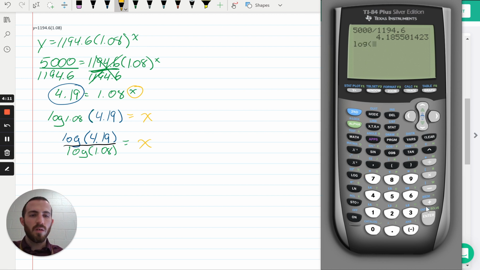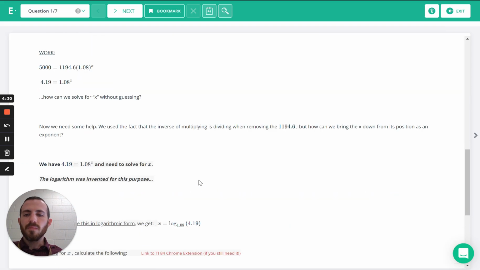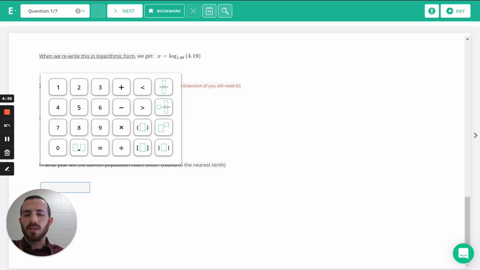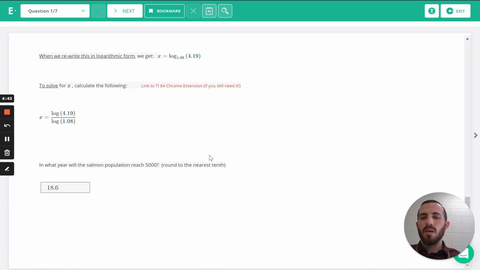So log 4.19, close the parentheses, divided by log 1.08, close the parentheses. And then we're rounding it to one decimal, so it'll be 18.6. So it's going to take 18.6 years for the salmon population to reach 5,000.